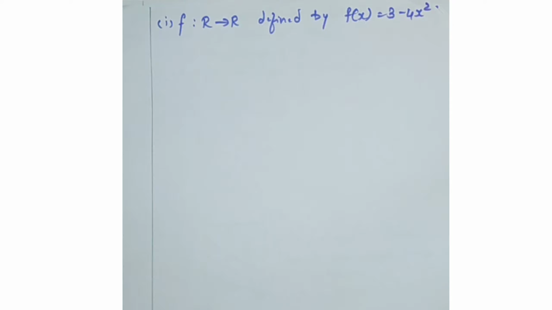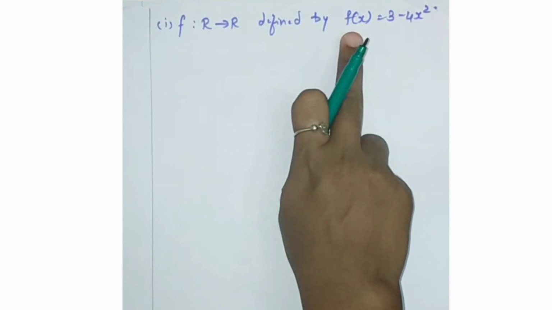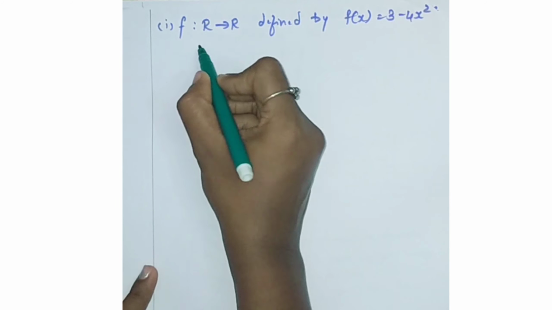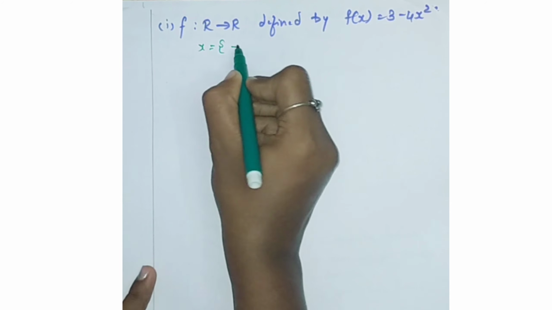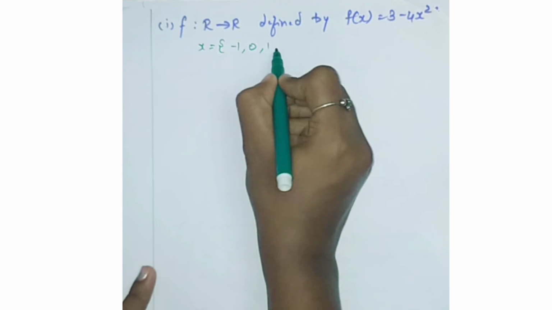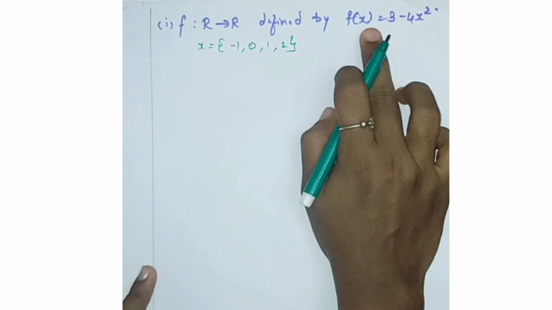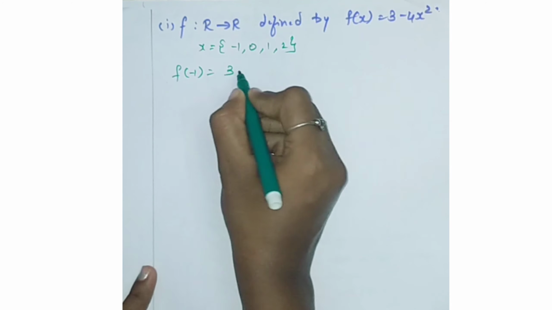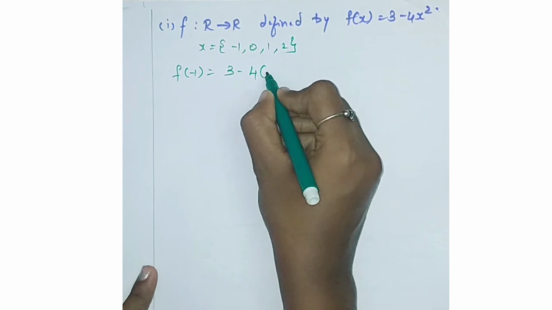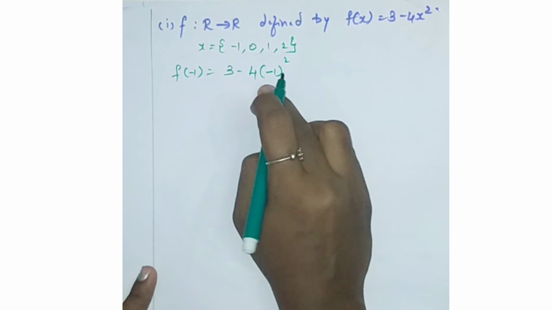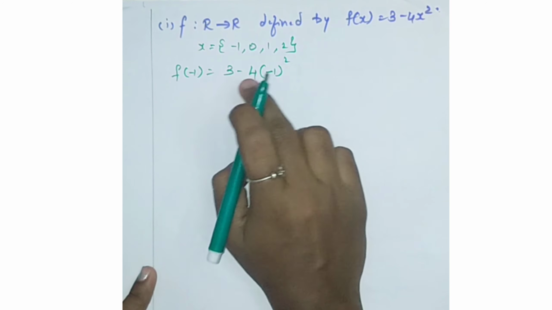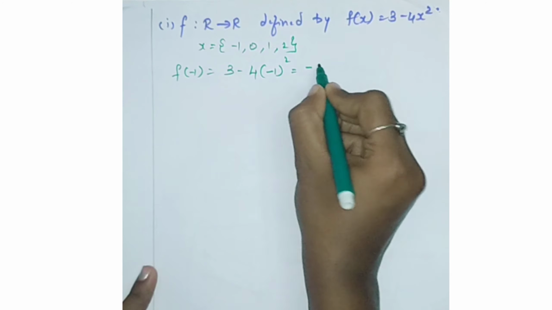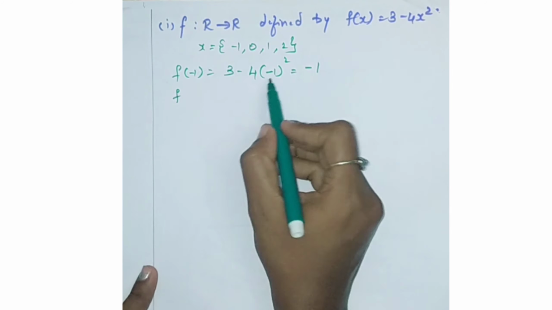So now we'll see the next. Here they have given f of x is equal to 3 minus 4x square. Here also we'll take the same real numbers, that is minus 1, 0, 1 and 2. Substitute in the place of x. So f of minus 1, that is 3 minus 4 into minus 1 square. Minus into minus will become plus here. So 3 minus 4, which is minus 1.